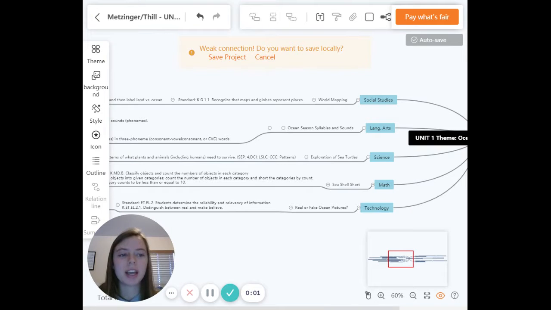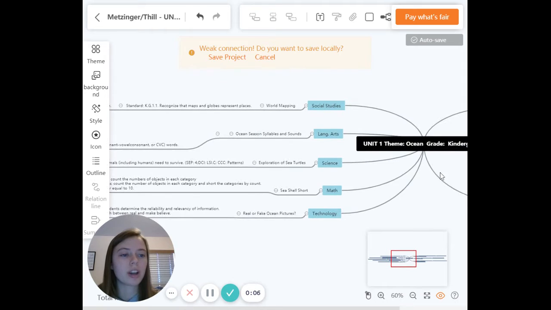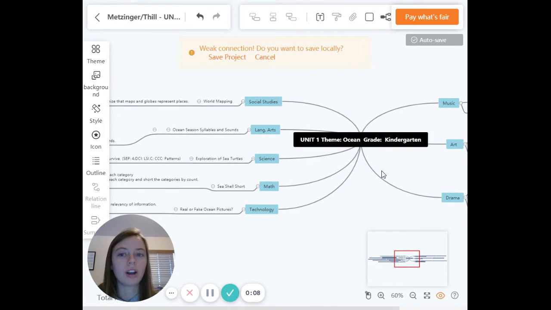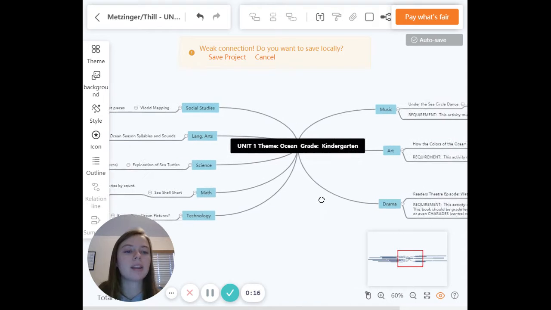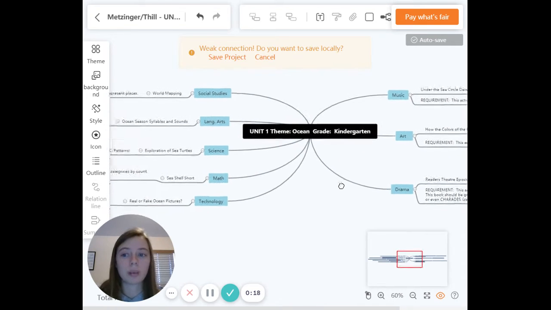Hi, my name is Bridget, and the theme for my unit is ocean. My target grade level is kindergarten, and I will be using the theme ocean to connect lessons in social studies, language arts, science, math, technology, music, art, and drama.